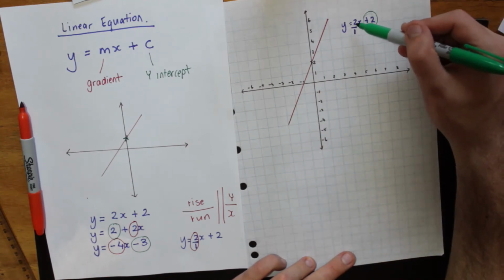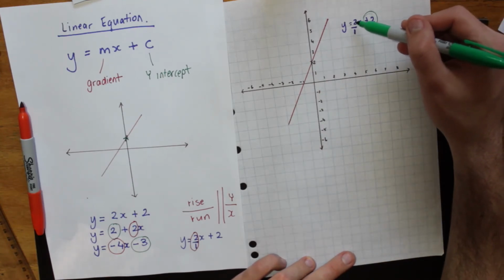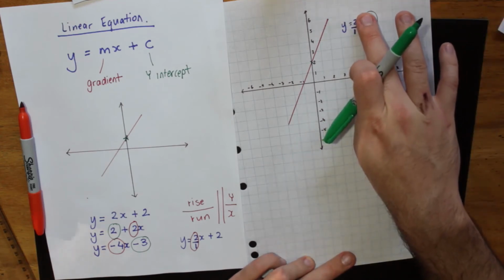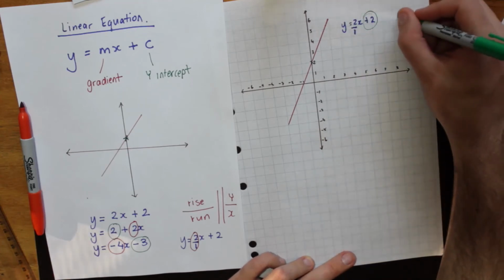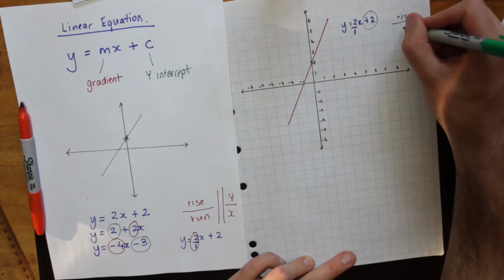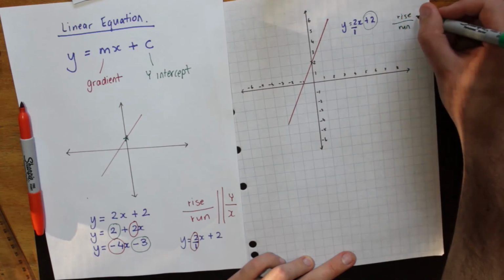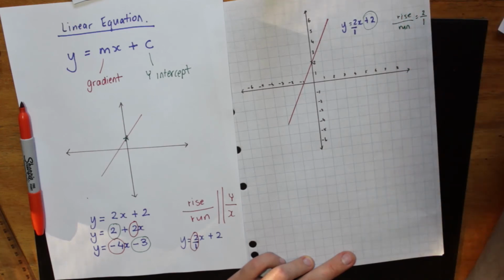Now our gradient is 2x, or no, sorry, our gradient is 2, not 2x. We don't know what x is, it can be anything. Our gradient is 2 and is represented as rise over run, which is 2 over 1 in this instance.